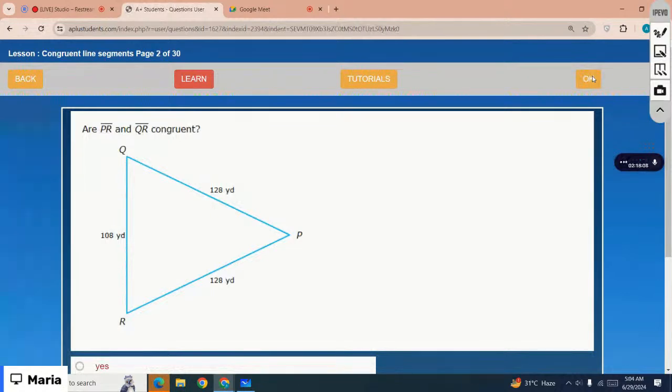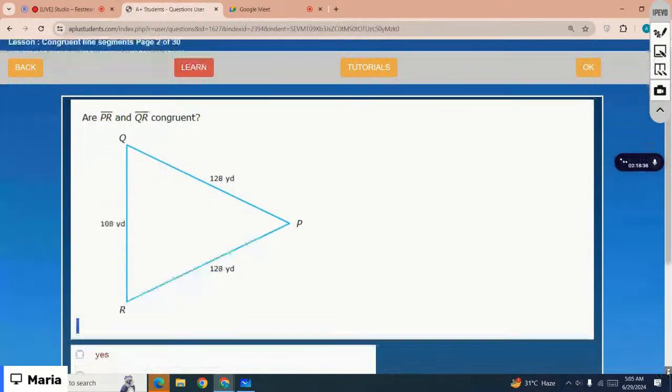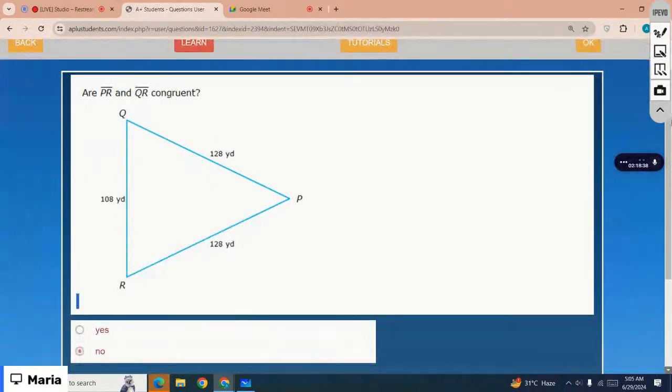Is PR and QR congruent? PR and QR. No, they are not congruent. The correct option is no.